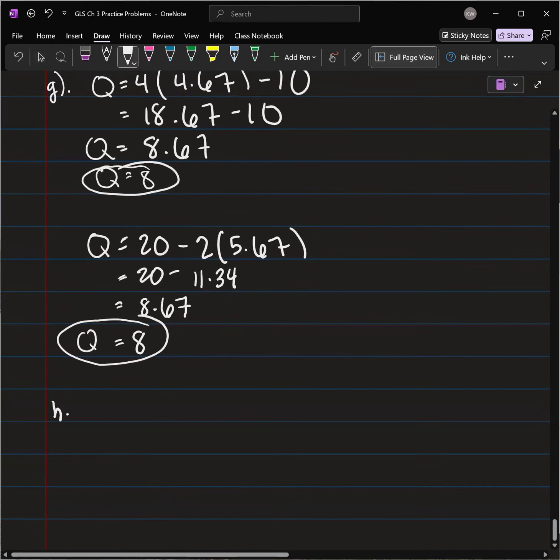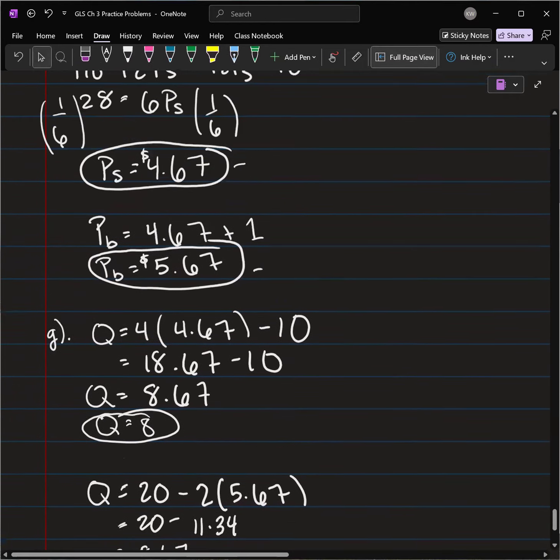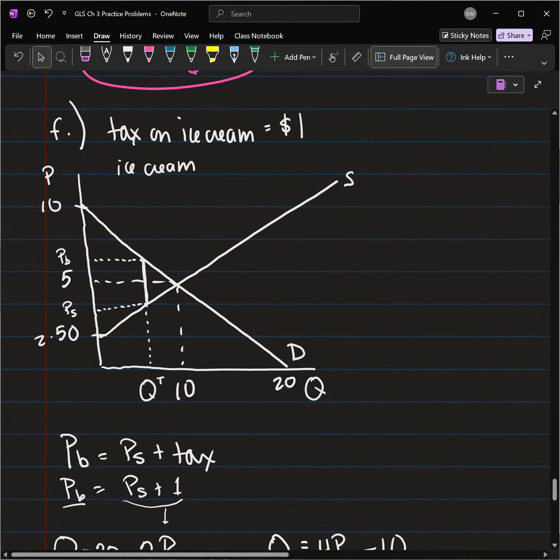Now we want to find the distribution of surplus in our market with the tax. So we're going to go back to our graph and identify all our different elements here. So consumer surplus is going to be the area above the price that buyers pay, which is that $5.67, and below the demand curve. Oops, that should be consumer surplus, not producer surplus. There we go. Producer surplus is the area below the price that sellers receive and above the supply curve. And that is, of course, $4.67.